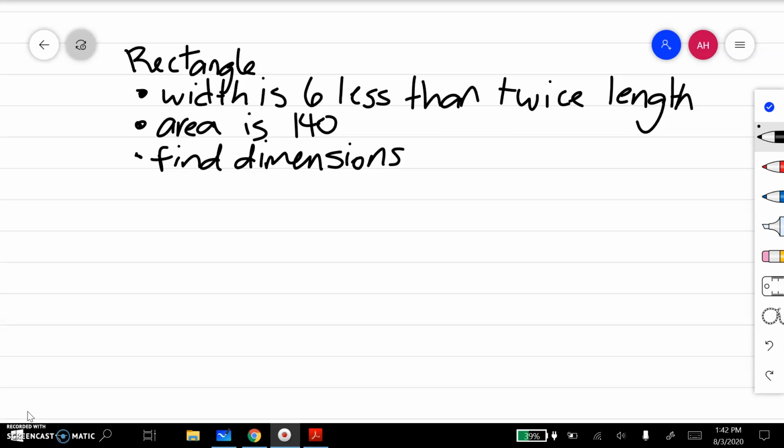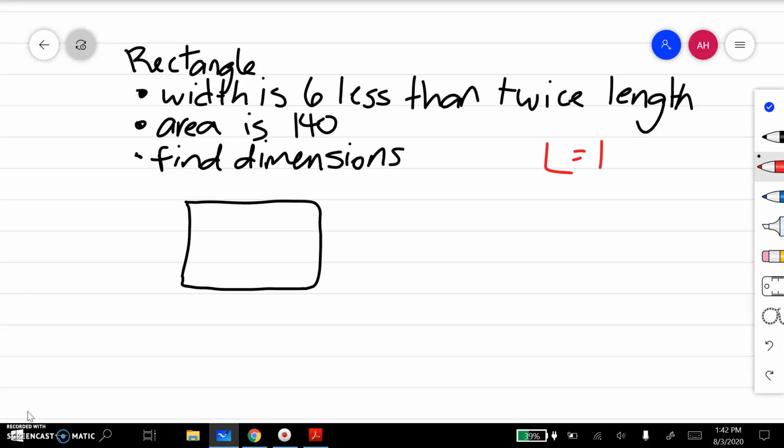So the first thing I'm going to do is just sketch a rectangle. Okay. And it says that the width is 6 less than twice the length. So let's say the length is L. Okay. So that's one side of a rectangle. Let's say that's L.